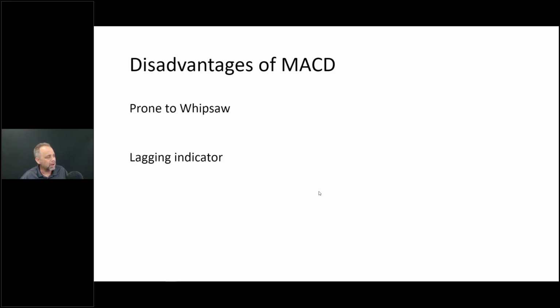So in any case, some disadvantages of the MACD: it's a bit prone to whipsaw, and it can be a lagging indicator because it's based on moving averages. So those are some things that you want to be aware of. TSM, you got it.